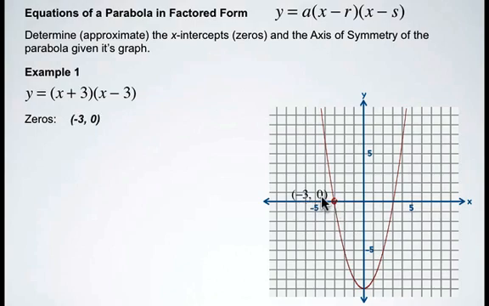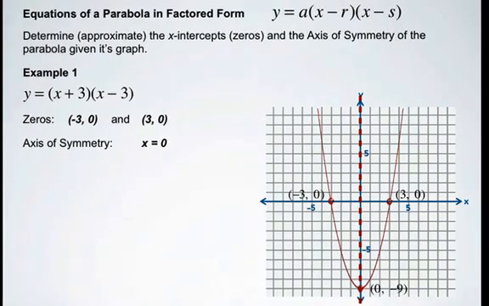We have negative 3, 0 and 3, comma 0. The axis of symmetry, then, is the midpoint between these 2 points, which in this case happens to be the y-axis, or x equals 0. The vertex occurs at 0, comma, negative 9, where x is 0 and y is negative 9.